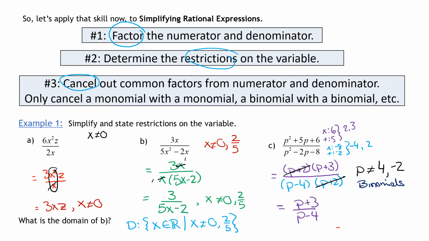So there's our answer, and we always restate the restrictions, even if some of them have disappeared. And we put the restrictions in order, low to high. So I have to actually write the -2 first and then the 4.